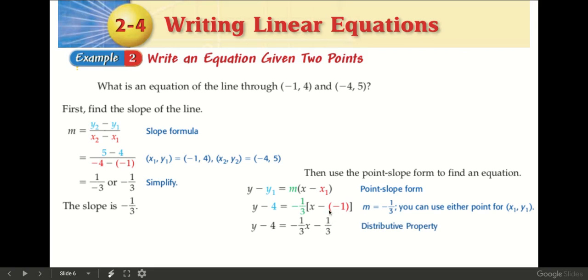This would give me -1/3 times x, -1/3 times -1. So when you simplify this all, now we're going to solve for y. So I'm going to go ahead and add 4 to both sides, and I get y equals -1/3 x plus 11/3.